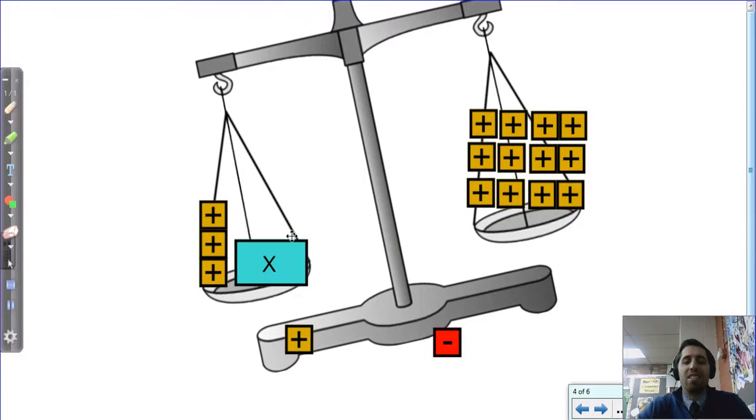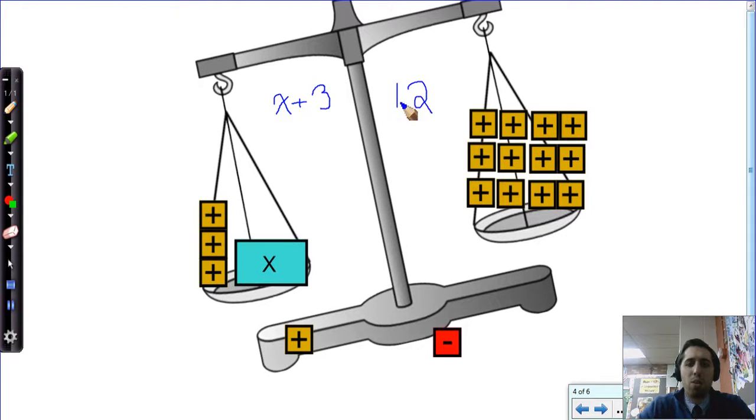We're going to look at this example and try to figure out what we think this represents. Well, what do I see here? I see x and 3 positives, and so I think that could be represented as x plus 3. And on the right hand side we have 3 rows of 4. That's how I would show that. So we have 12. Now, we don't have equality, so I'm not going to use an equal sign. We're going to use one of those inequality symbols we talked about today. In this case, we know that the left side is heavier, so we'll use the greater than sign. So you have x plus 3 is greater than 12.